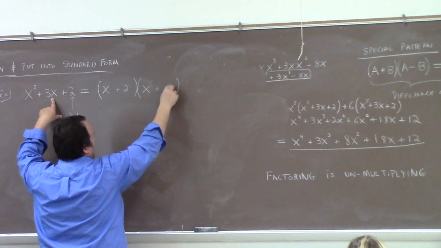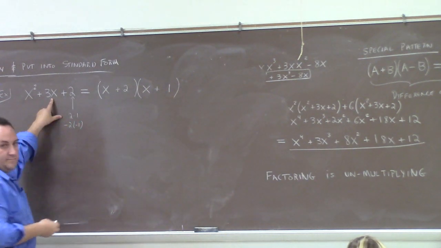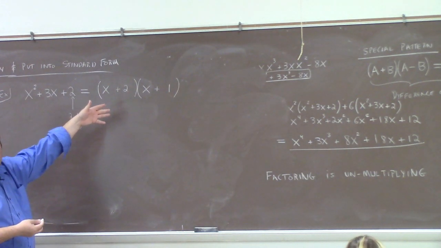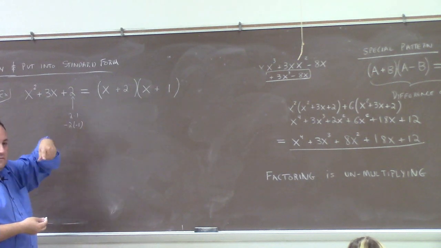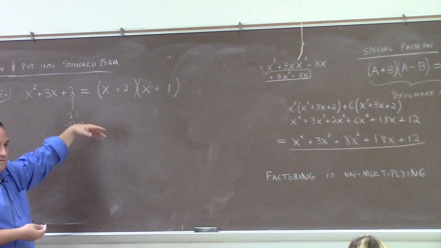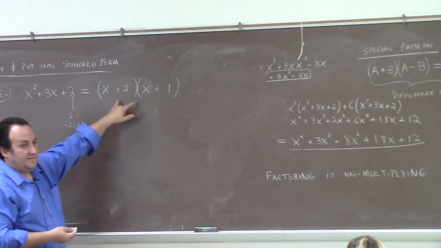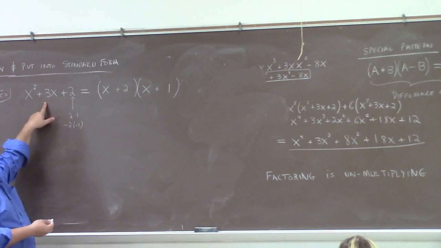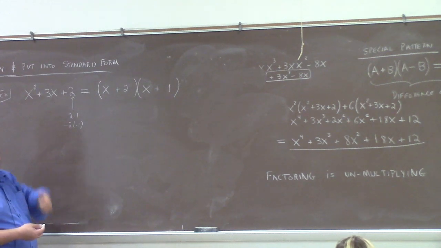You just got to try something, is the point. You try something, how do you check whether or not you're right? You go back to your FOIL, right? FOIL it out, and see if this multiplied out goes back to here. If it does, we did it. We unmultiplied.